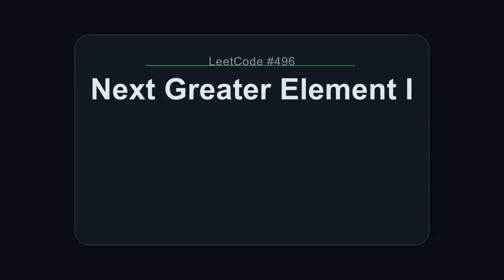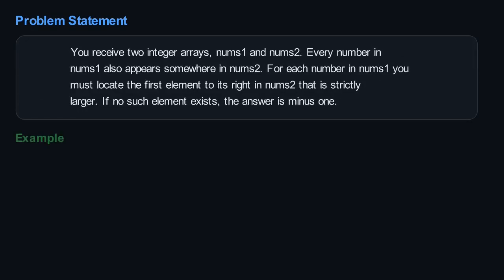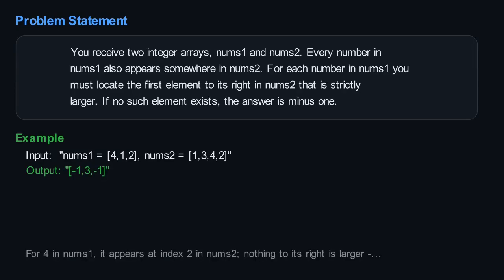Finding the next greater element for each value in nums1 looks like it needs a nested scan, but a monotonic stack gives you the answer in linear time. You receive two integer arrays, nums1 and nums2. Every number in nums1 also appears somewhere in nums2. For each number in nums1, you must locate the first element to its right in nums2 that is strictly larger. If no such element exists, the answer is -1.